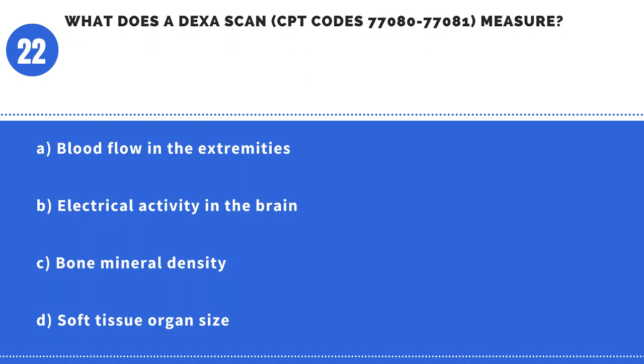Question 22. What does a DEXA scan, CPT code 77080 to 77081, measure? A. Blood flow in the extremities. B. Electrical activity in the brain. C. Bone mineral density. D. Soft tissue organ size. Answer: C. Bone mineral density.